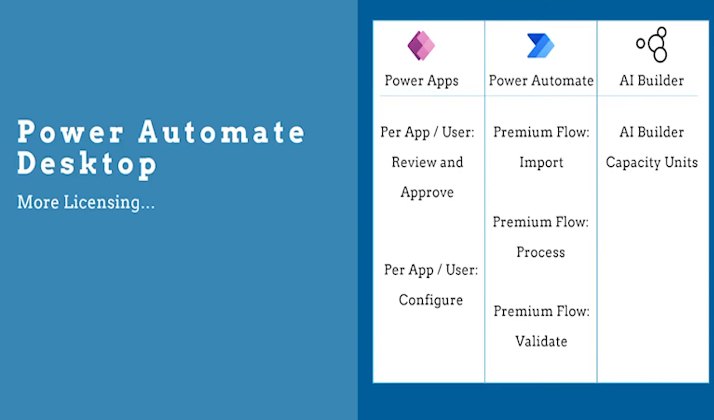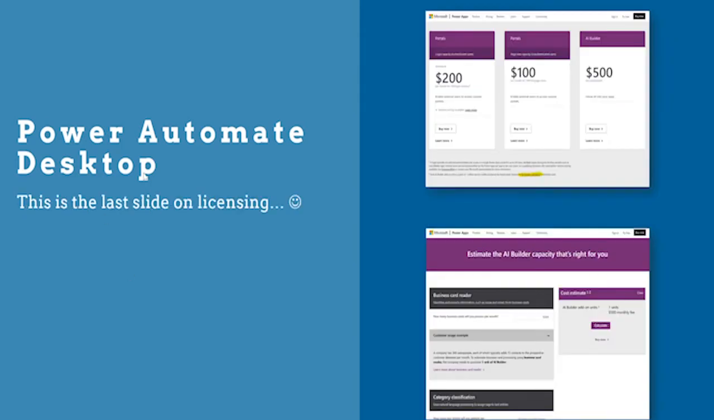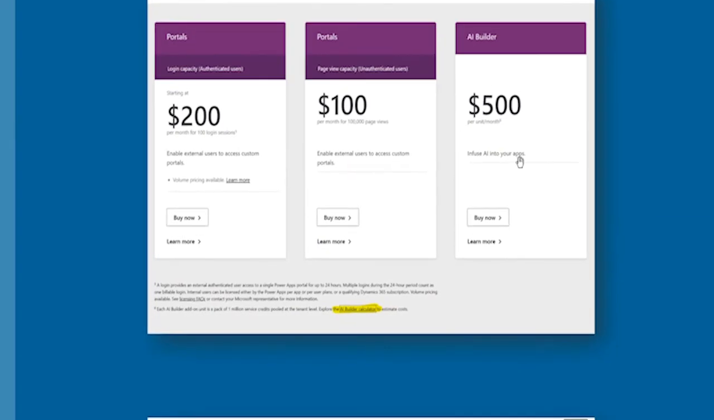All right, so let's just look quickly at the AI Builder licensing, which is something we often get questions about. And if you go to the Power Apps pricing page, you're going to see something just like this. And it tells you that AI Builder is $500 per unit per month. Some people say, well, what does that actually mean? What am I getting for that? There's a great little calculator down here.